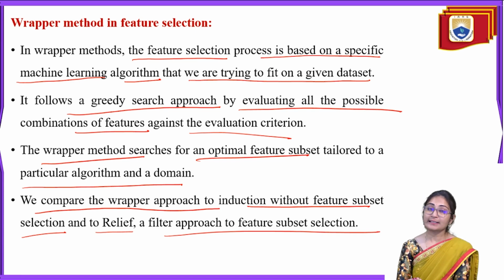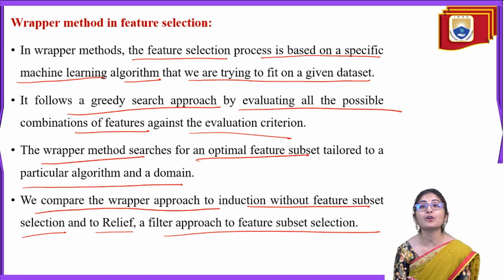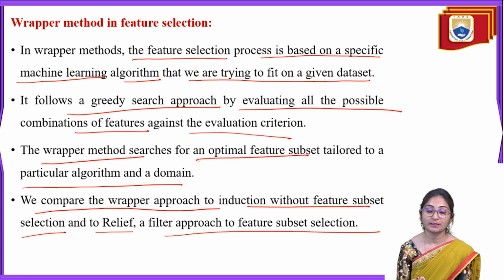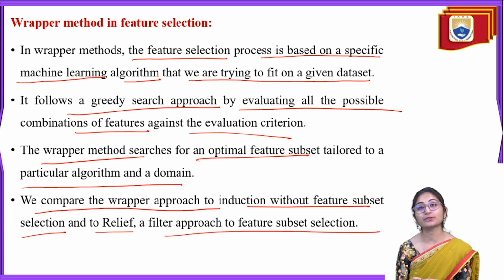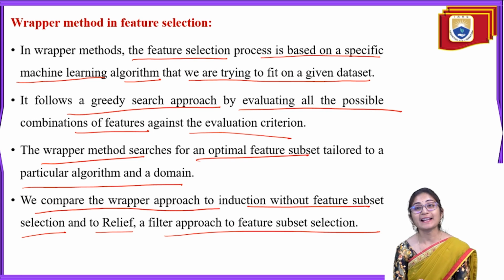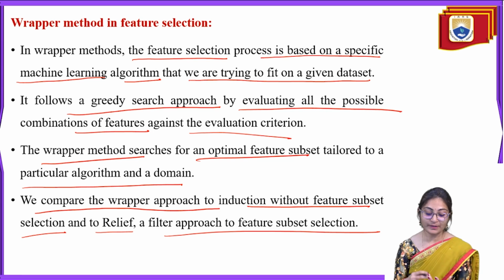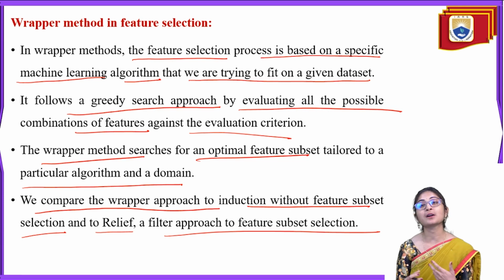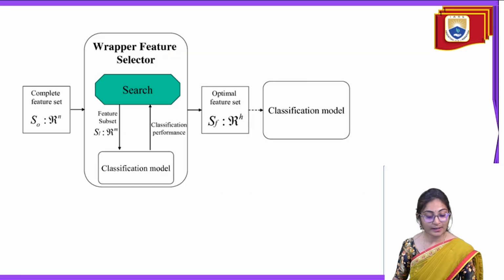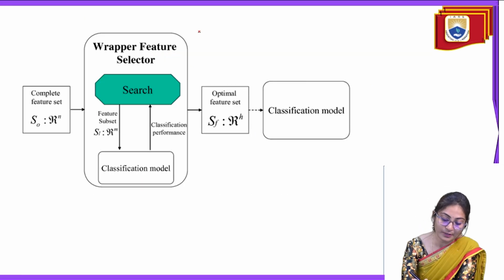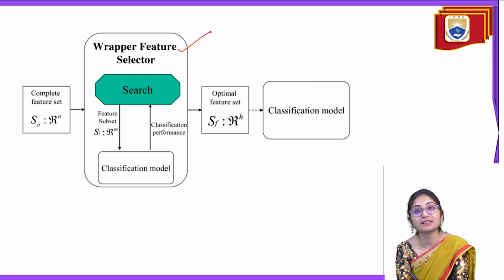So here the wrapper method will search only for optimal feature subsets which are tailored to a particular algorithm and a domain. And the wrapper approach will compare. Actually, here we can compare our wrapper approach for inducing without feature subset selection and the filter approach to feature subset selection. Now here we are using the wrapper feature selector.